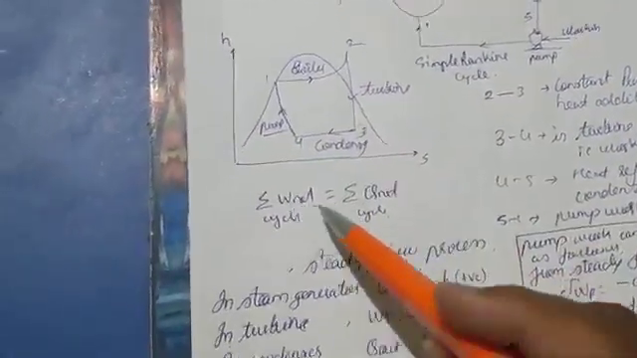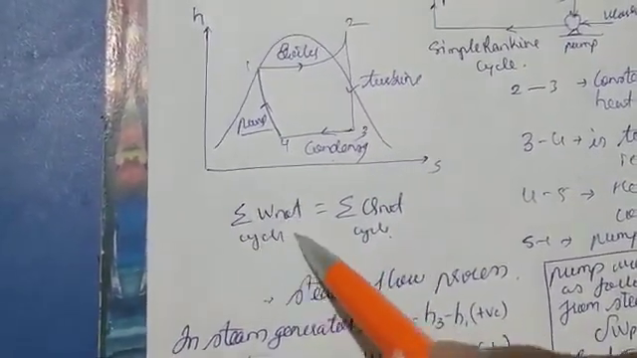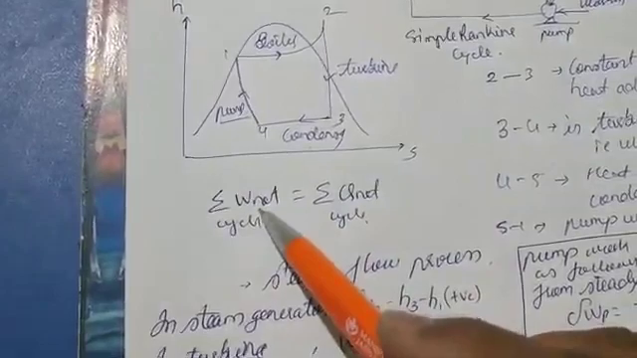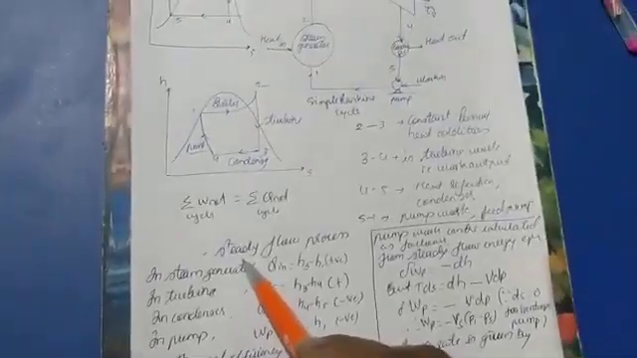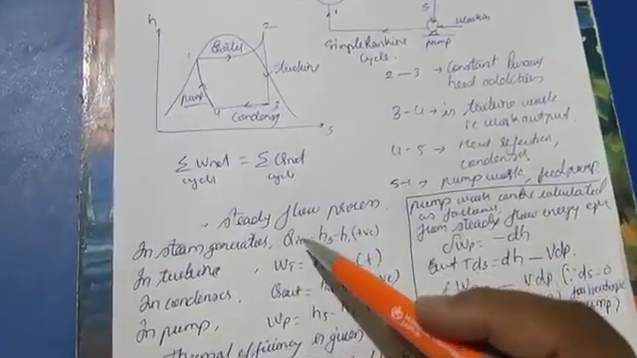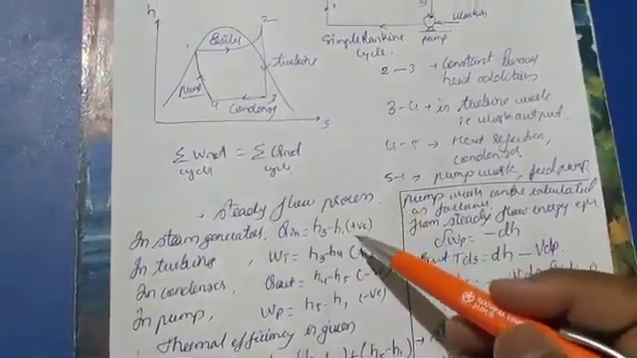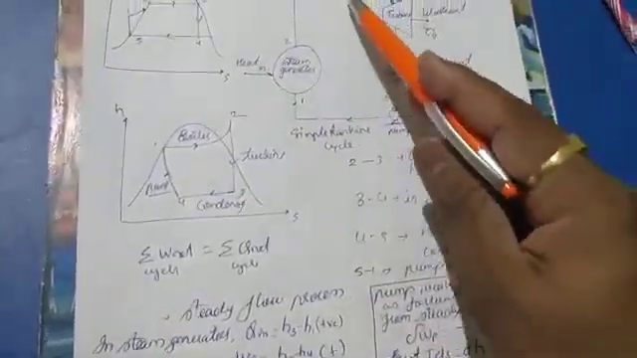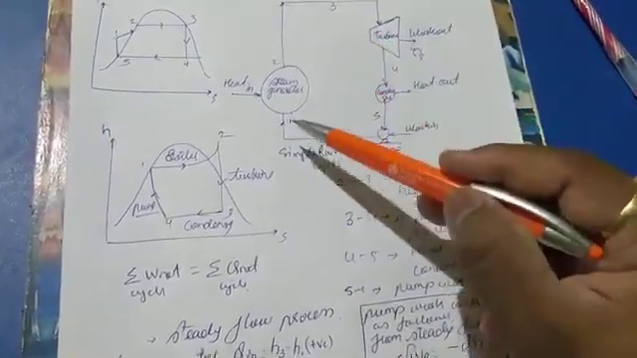As per the first law of thermodynamics, which you studied in basic thermodynamics, for a cycle the net work done is equal to the net heat, and that should be equal. From the steady flow process, we'll see one by one. In the steam generator, the heat in is H3 minus H1, that is positive. Heat is added here. H3 minus H1, because H3 is greater and H1 is lower, that is higher minus lower.